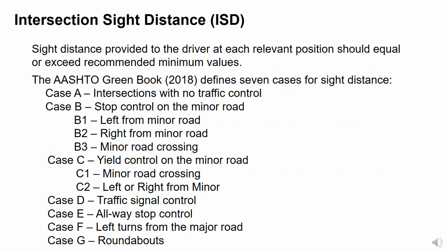These are our various cases, starting at case A with intersections with no traffic control, and those are fairly uncommon. Case B is stop control. Case C are yield control. Case D is traffic signals. Case E is always stop. Case F are left turns from the major road, and case G are for roundabouts. And as you can imagine, you can see some of the subcategories here. Some of these scenarios have much more information and analysis required to complete than others.